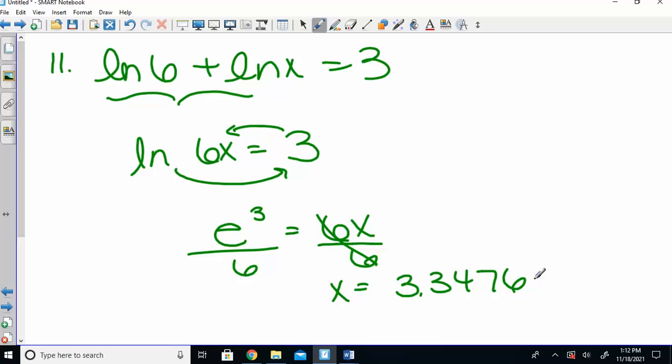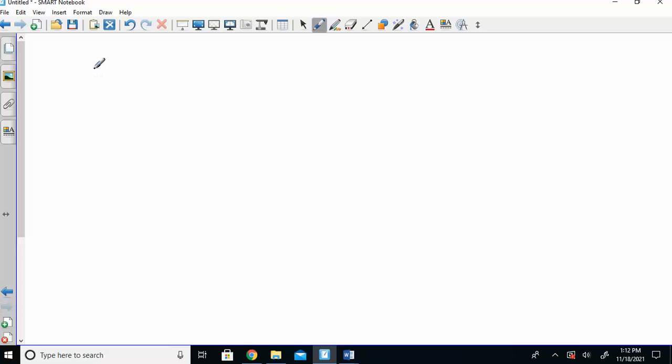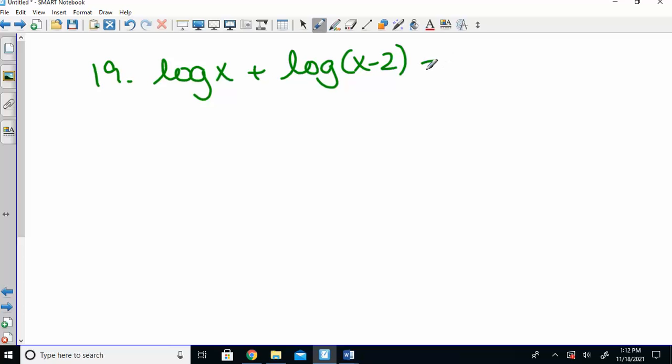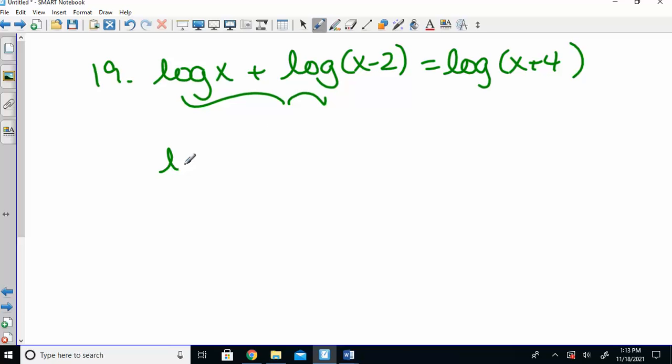So we're okay with a problem like that? What if I gave you one like problem 19? Are you okay with that, where you had 3 logs in it? So we had log of x plus the log of x minus 2 equals the log of x plus 4. So these 2 logs are added. How do you put them together? How do you take x times x minus 2? Yes, so it becomes x squared minus 2x.